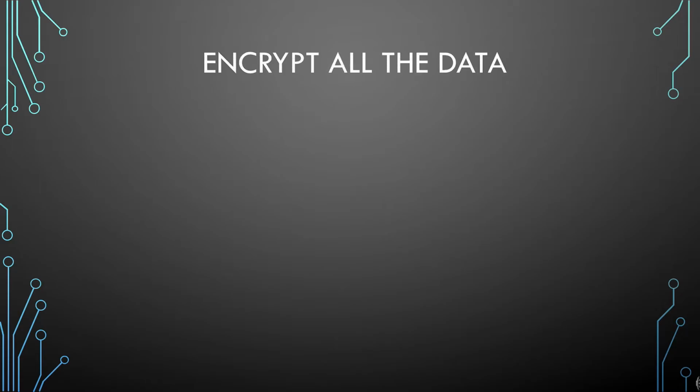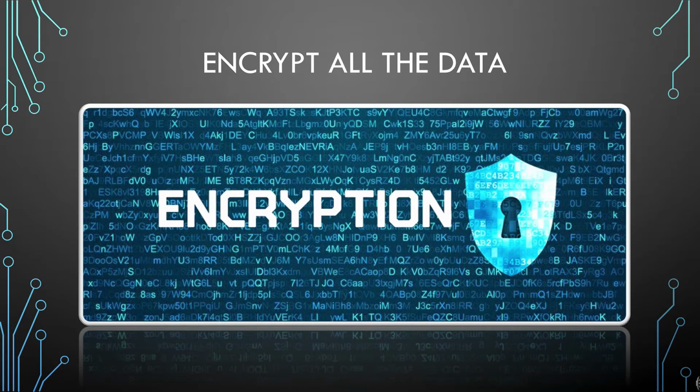Encrypt all the data. Encryption is the best way of scrambling plain text until it is just an unclear alphabet or characters with no meaning at all to anyone, except to the developers who have the key.